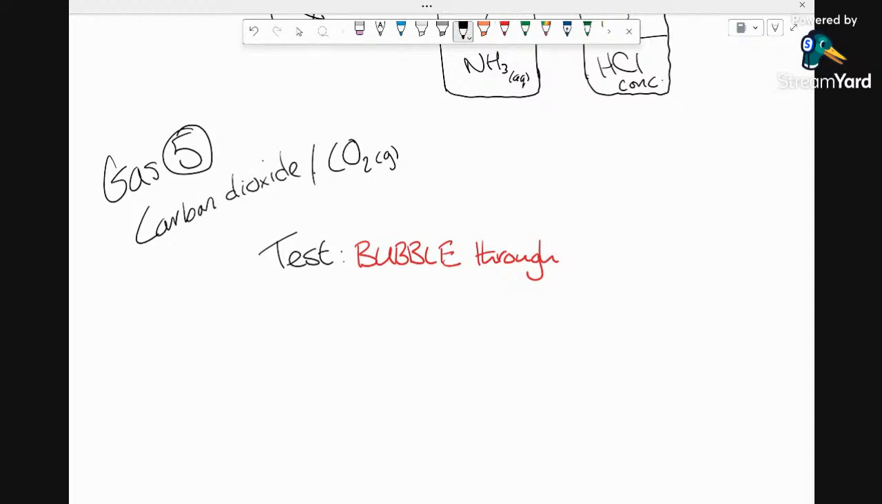You can't just say lime water. Because if you just have lime water out on the table, it's not going to detect your gas. You've got to bubble the gas through it. So bubble the gas through lime water.